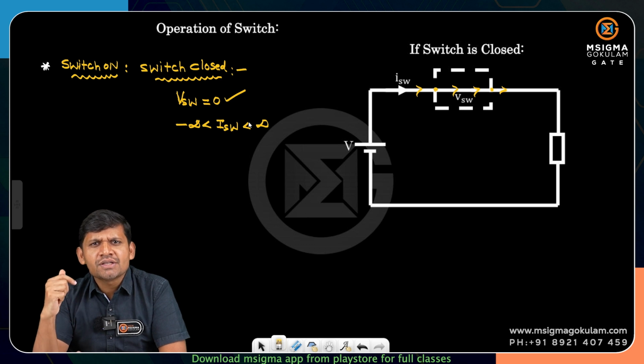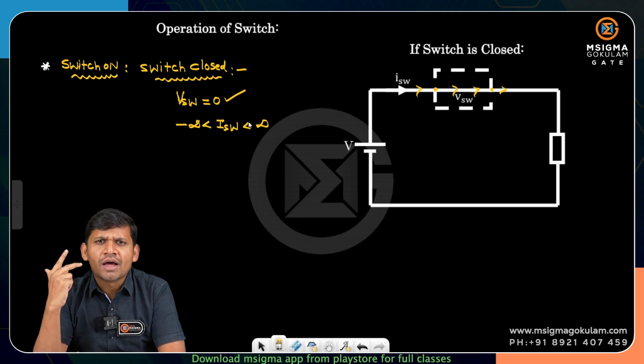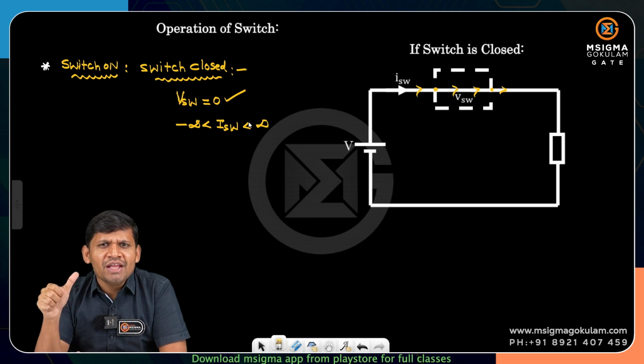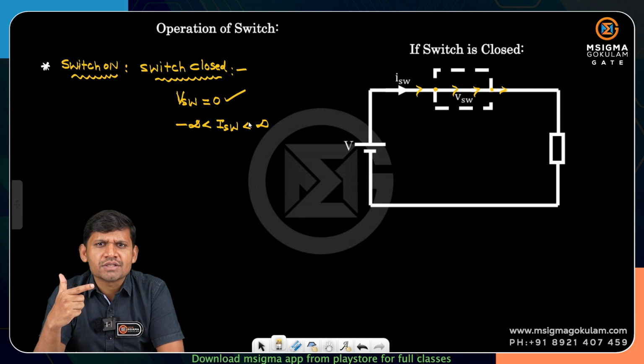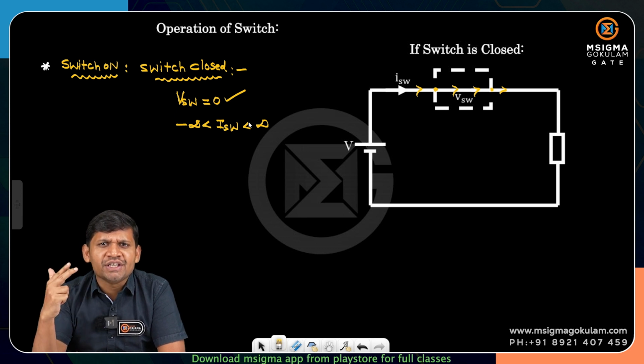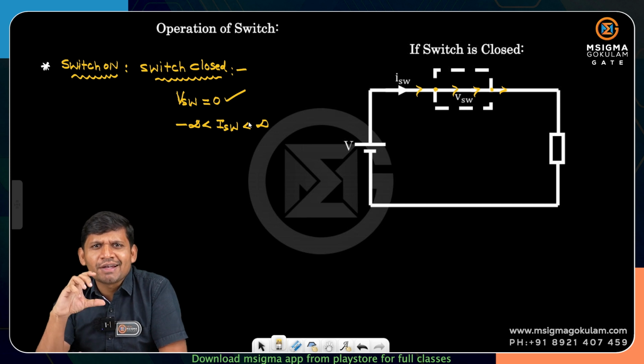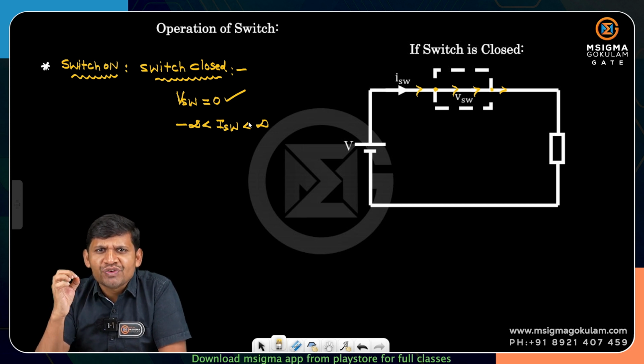One is conduction losses, another is blocking losses, and another is switching losses. If the switch is conducting and any losses take place, those losses are called conduction losses. If the switch is in the off state and any losses take place in the switch, those losses are called blocking losses. If the switch is switching from on state to off state and off state to on state and any losses take place, those losses are called switching losses.